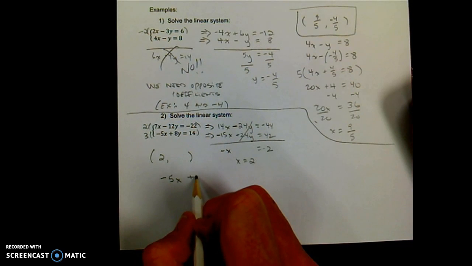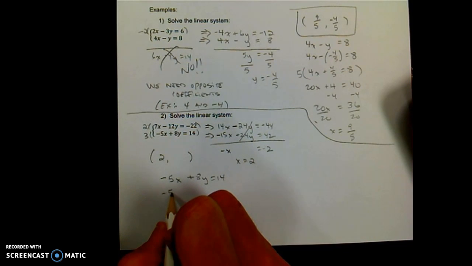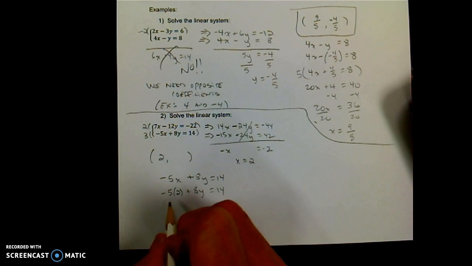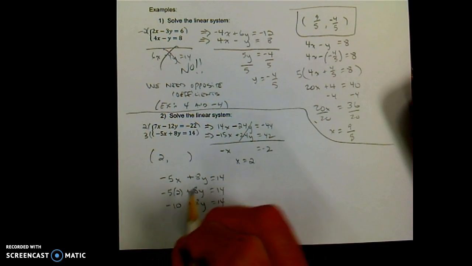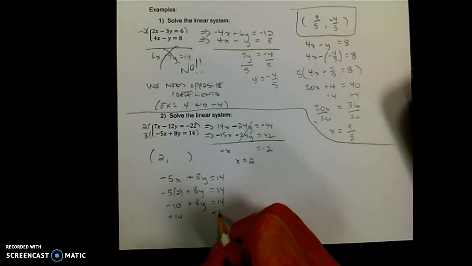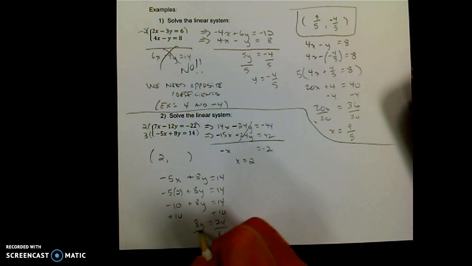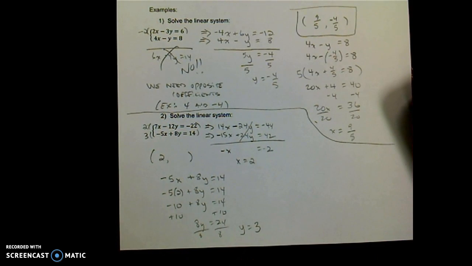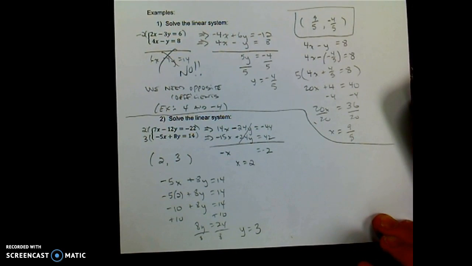Negative 5x plus 8y equals 14. Well, my x is 2, so negative 5 times 2 plus 8y equals 14. Let's add 10 to both sides. 24 divided by 8 is going to give me 3. So my solution is the ordered pair (2, 3).